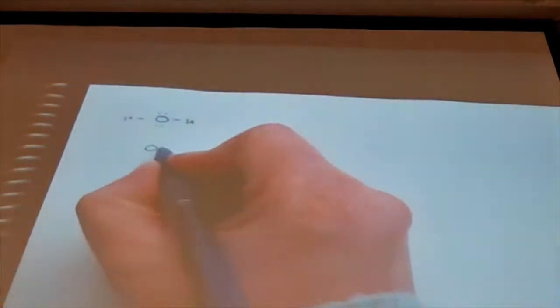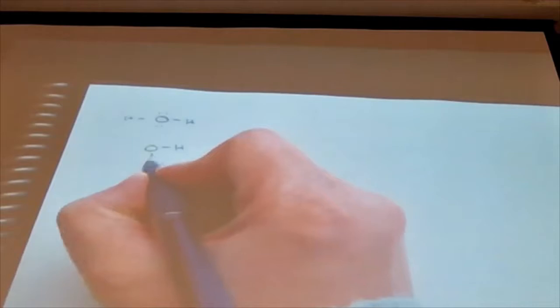I've seen water looking like this, like it's a straight line. I've also seen water looking like this, so that it's bent. Either one is an appropriate dot structure. Does anybody know, is water a bent molecule or straight molecule? It's a bent molecule.